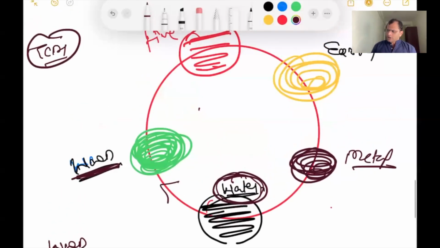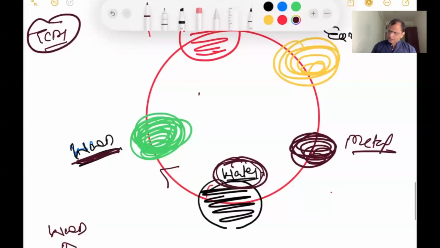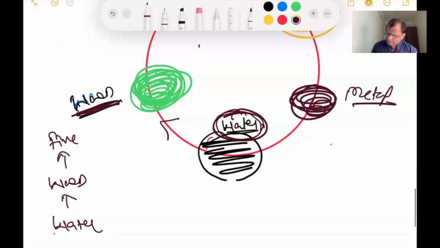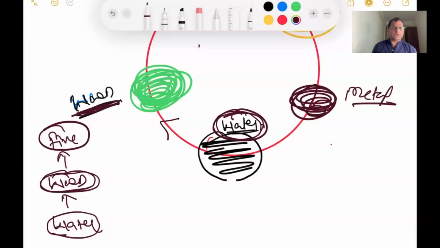And if the wood is there, then only fire will come. Otherwise fire cannot come. जैसे पानी दोगे तभी वृक्ष पैदा होंगे, और जब लकड़ियां जलेंगी तभी आग पैदा होगी. जब लकड़ियों को रगड़ोगे, तब लकड़ियों के माध्यम से ही अग्नि की वृद्धि होगी. So water is giving birth to the wood and wood is giving birth to the fire. Okay, so this is the sequence.